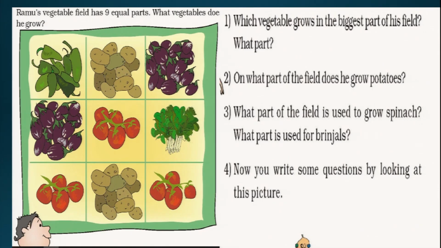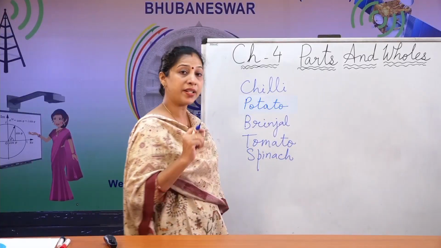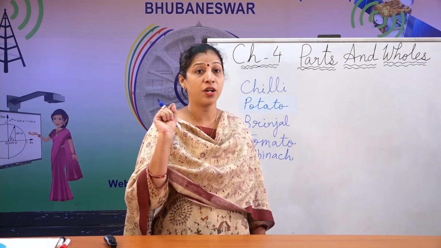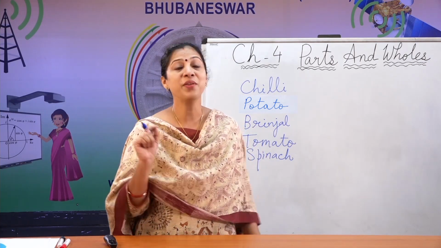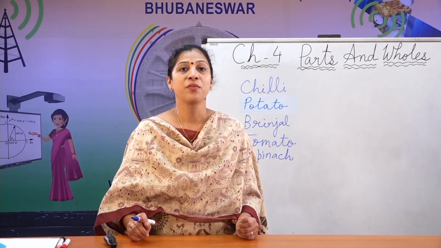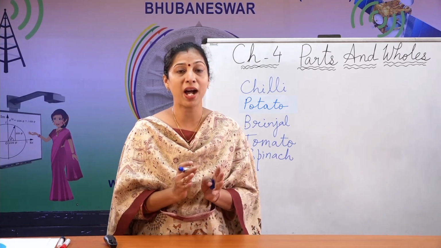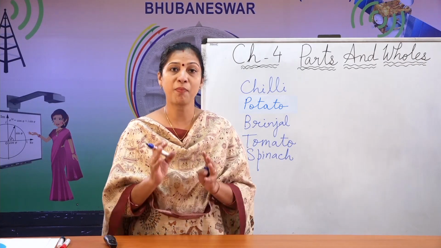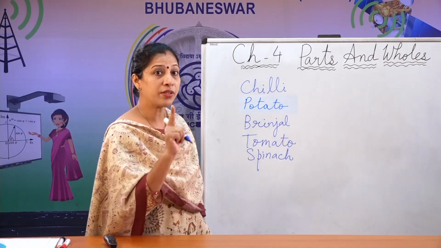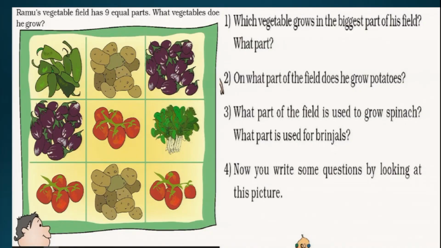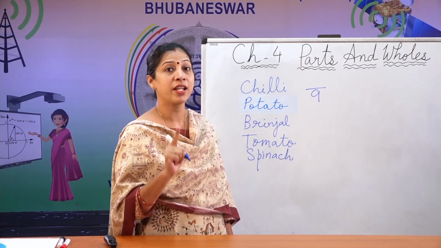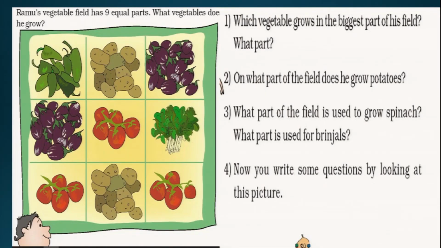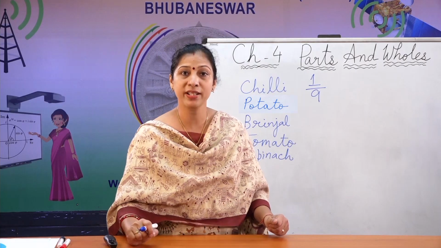So can you find out what is the part of that field on which chili is grown? Yes, I had told you in the last episode also we have to find out from the whole. The part divided by whole is the part taken out of the whole. So now the whole field is divided into 9 parts and chili is grown out of that only in 1 part. Yes. So you can find out yourself by counting the parts.